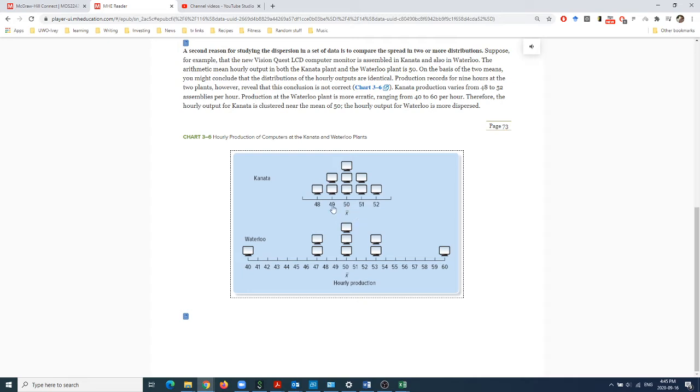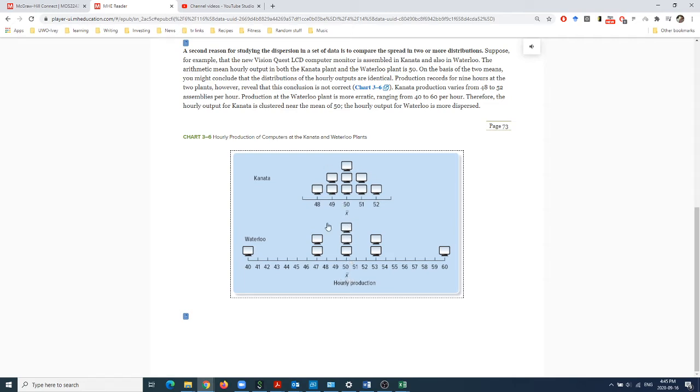However, when you take the number of observations, 1, 2, 3, 4, 5, 6, 7, 8, 9, that's 9 observations here, and there's 9 observations here as well. So these 9 observations are all clustered around 50. So the average, just your X bar, is 50 monitors, 50 LCD monitors per hour. And the average for the Waterloo plant also is 50 monitors per hour.